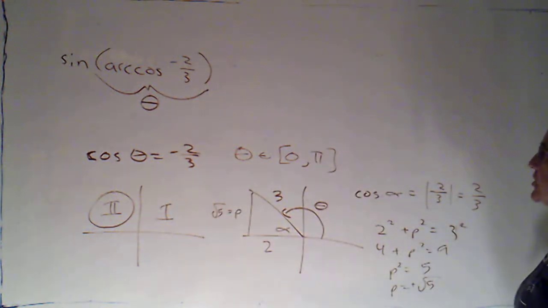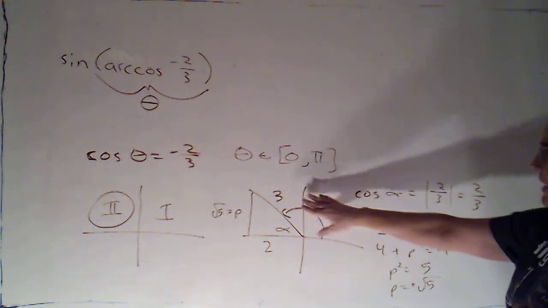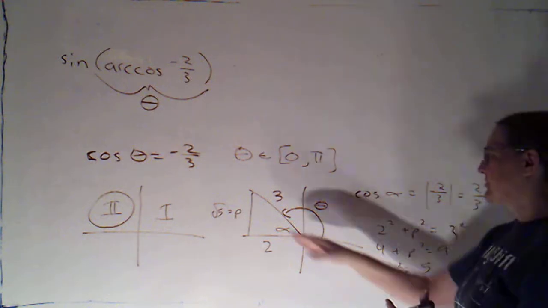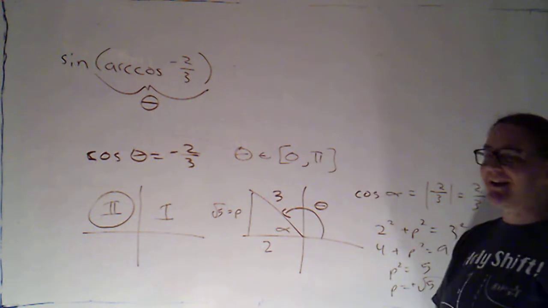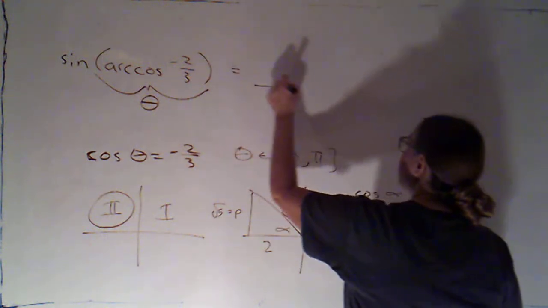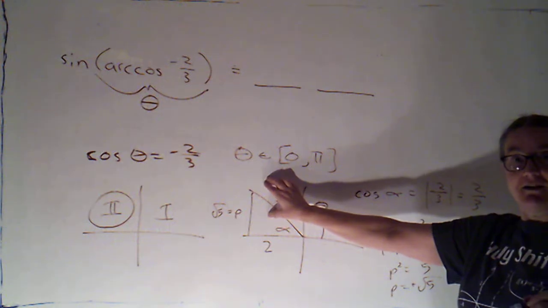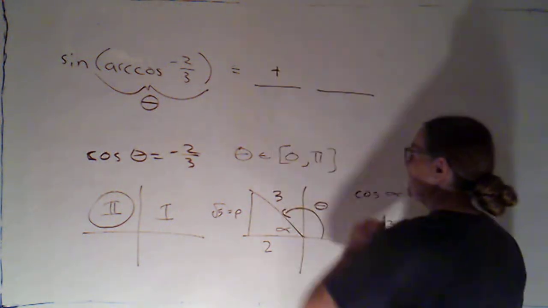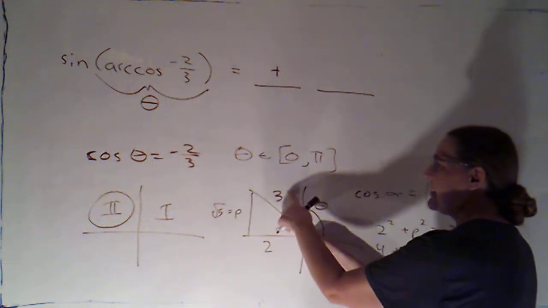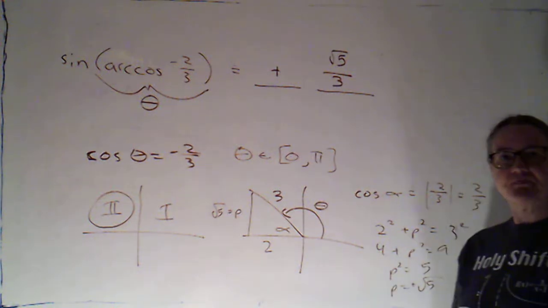Okay, so excellent. Now I've got this picture which tells me what quadrant I'm in and has the sides of my right triangle with the reference angle in it. That's enough for me to evaluate sine of theta. I'm going to now do my usual two-step process. I'm in quadrant 2. Sine is positive. I'm going to attach to that positive sign opposite over hypotenuse. I'm getting root 5 over 3.